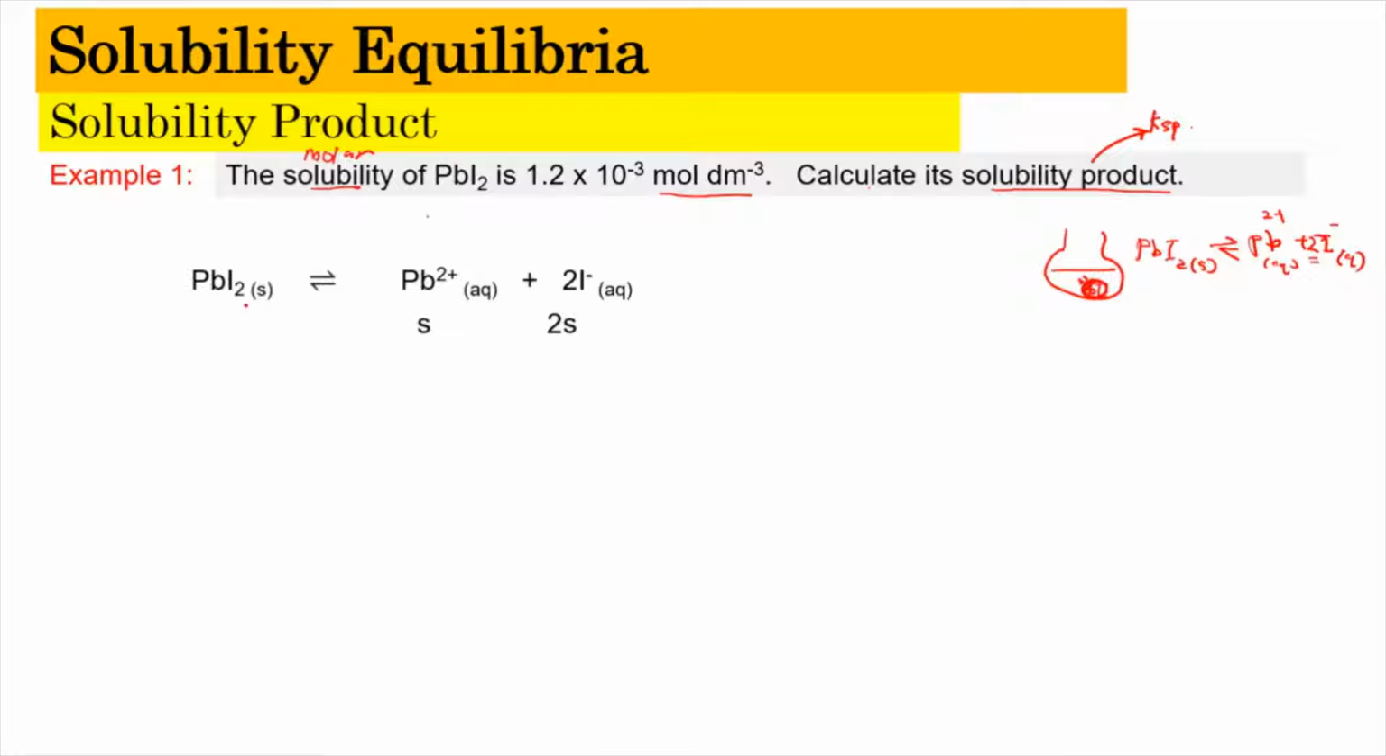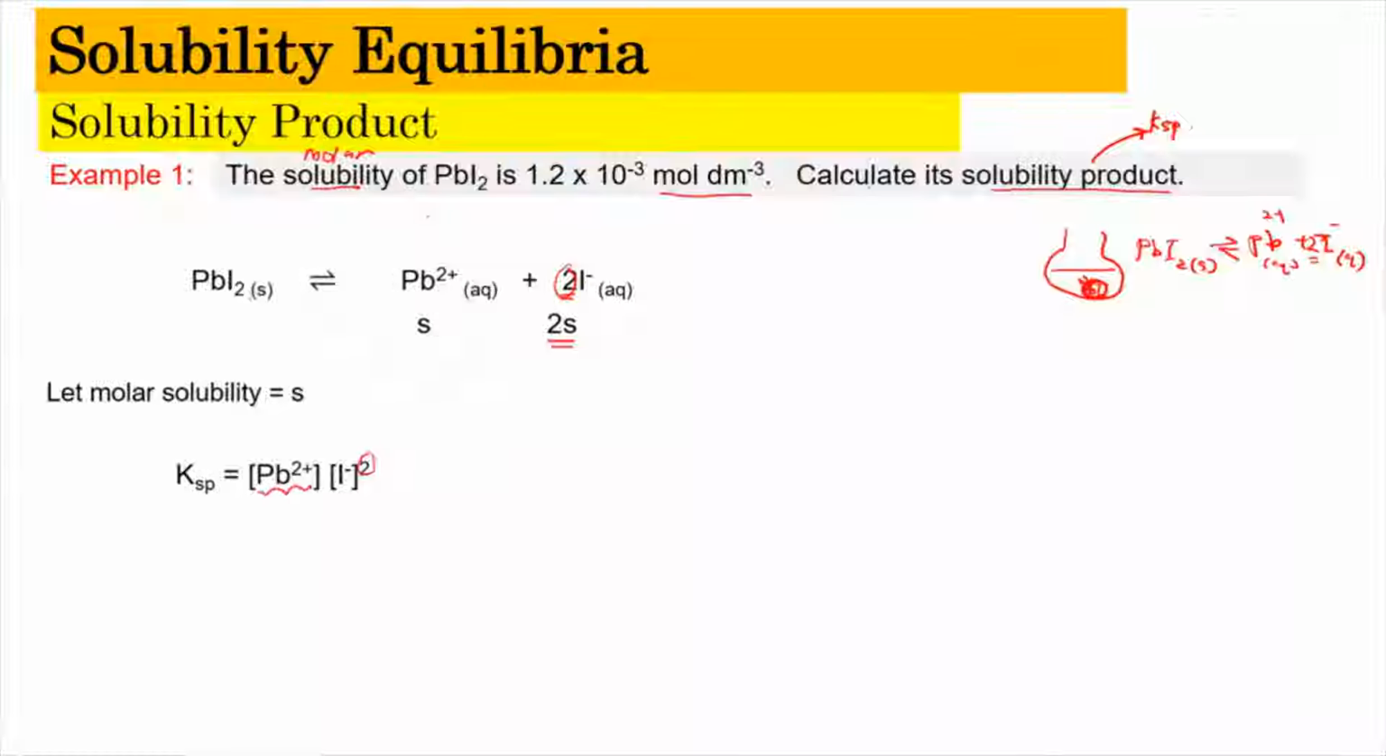And once dissociated, at equilibrium, it's going to produce S concentration of the Pb2+ aqueous ion, and it's going to produce 2S concentration of I- at equilibrium. And we can let the molar solubility be S. So we can say that the Ksp, if we were to write that, we're going to get the concentration of Pb2+ multiplied by the concentration of I- to the power of 2, because it has a coefficient of 2.